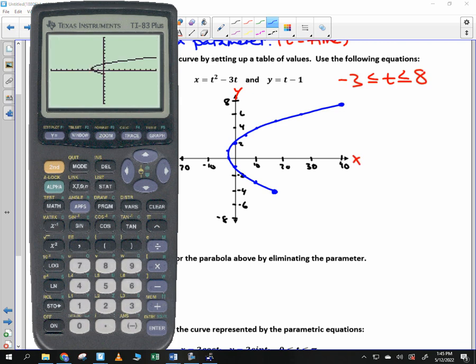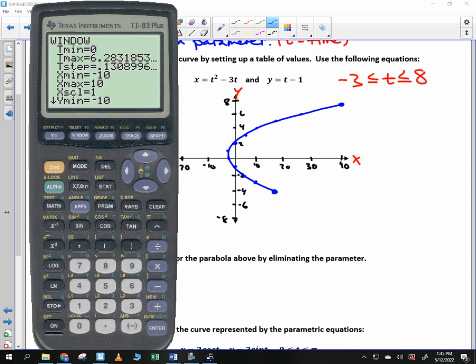Now, this is not the graph that I want because it started at time 0. I want to start at time -3. Furthermore, it went on for who knows how long. I want to stop at 8. So press your window and I'll show you how to control that. It says, what is your t minimum? What was our minimum value for t? So I type in -3. What was our maximum value for t? 8.